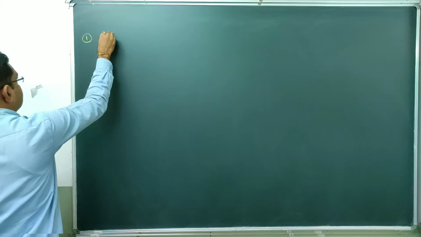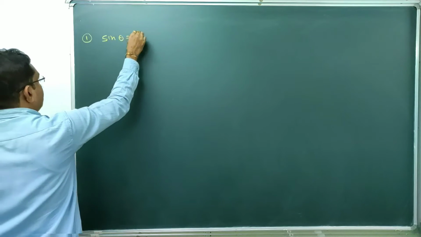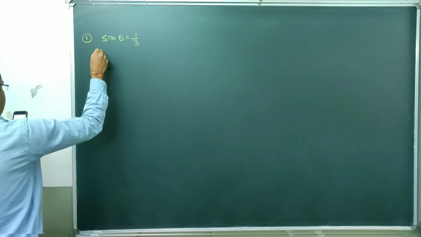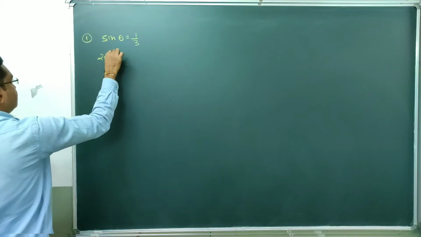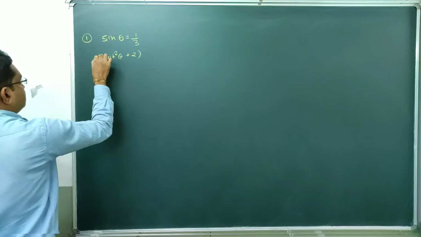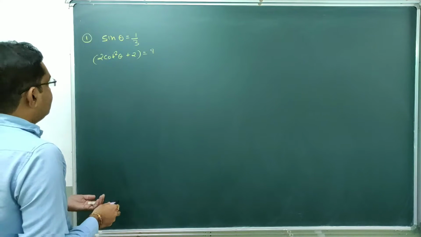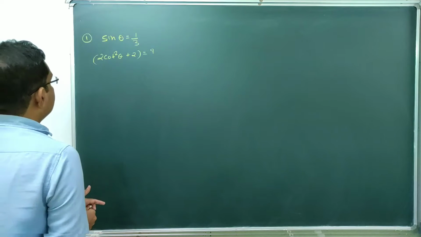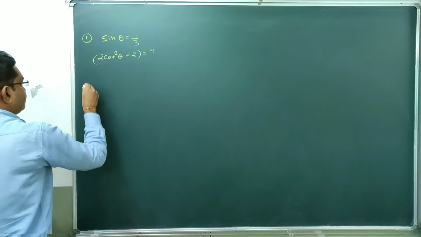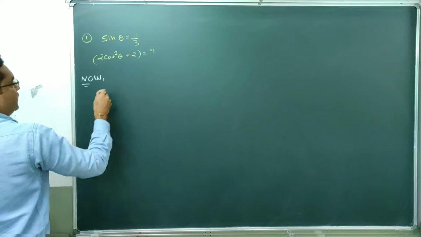If the value of sin theta is equal to 1 by 3, then find the value of 2 cot square theta plus 2. This is your 1 mark question from the chapter trigonometry. Sin theta is given, we have to find the value of 2 cot square theta plus 2. Very simple sums. So how to solve it? Let's start with the question.